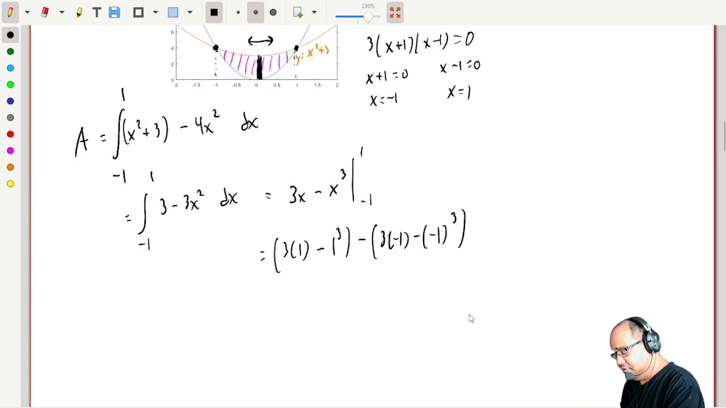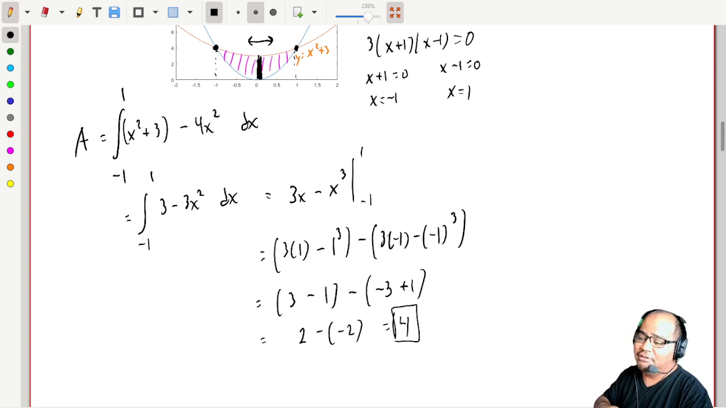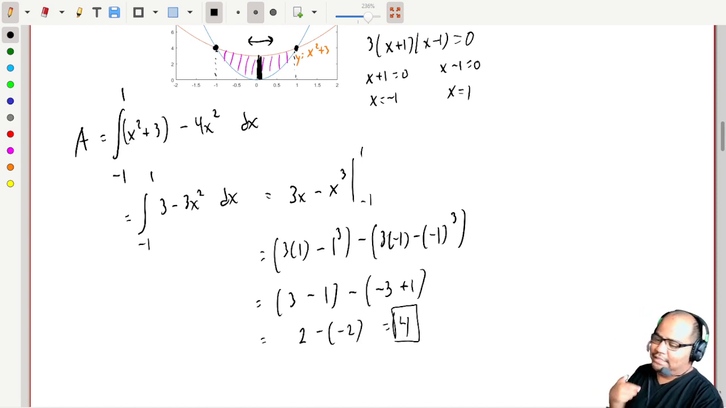Now, we just punch this into our favorite calculator. These aren't too bad. So we have 3 minus 1, then minus, well, 3 times negative 1 is negative 3. Negative 1 cubed is a negative 1. We verify that by punching it into the calculator. Then we have a minus sign in front of that, so that's a plus 1. 3 minus 1 is 2. Negative 3 plus 1 is negative 2. So 2 minus negative 2, which is 4. That's our area.